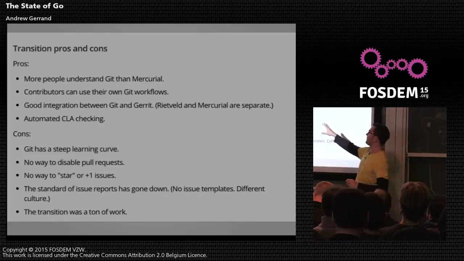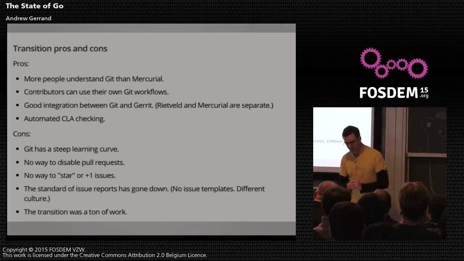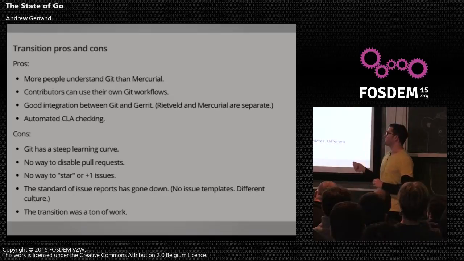And that touches on the good integration between Git and Gerrit. Previously, Rietveld had nothing to do with Mercurial. It was just kind of, there was a vast disconnect. Git and Gerrit are thoroughly integrated. And also, now we have automated CLA checking.